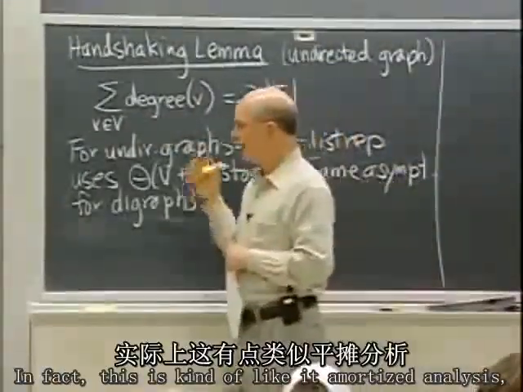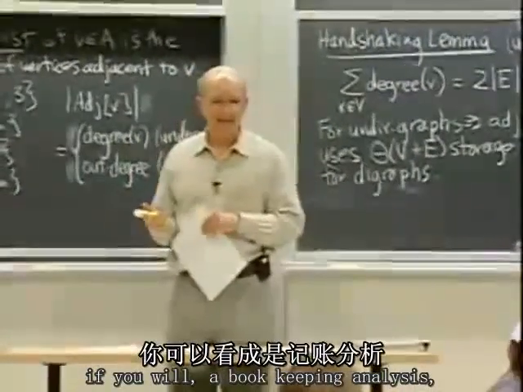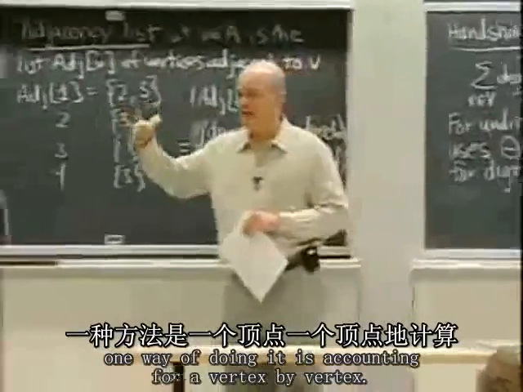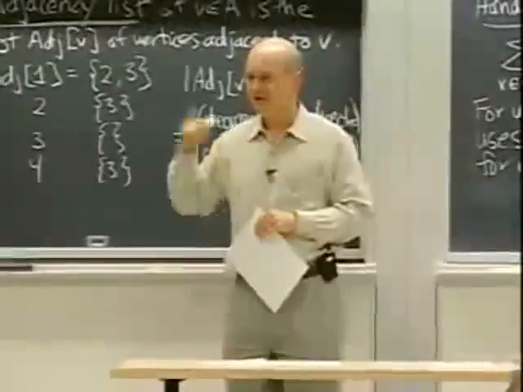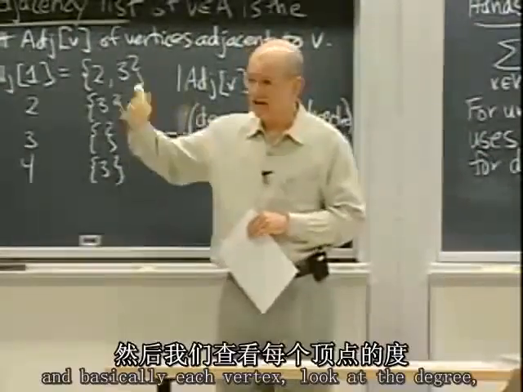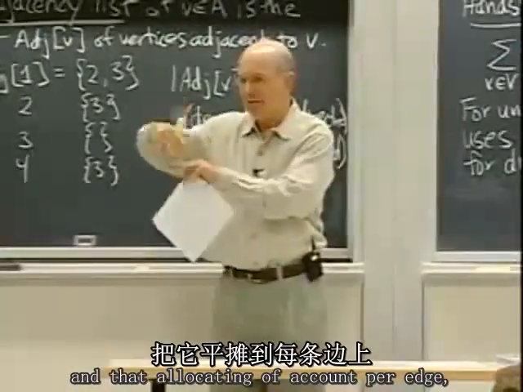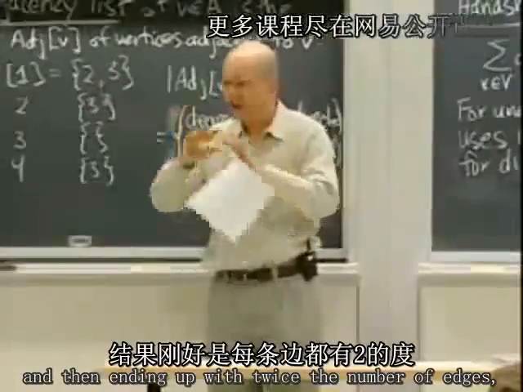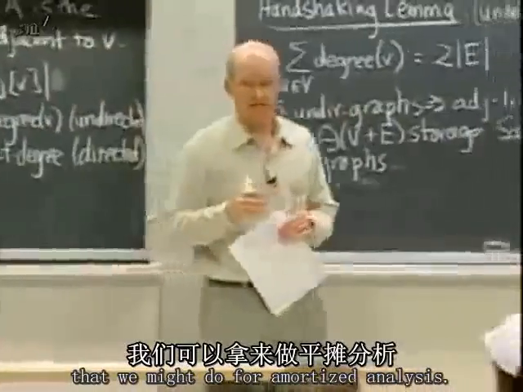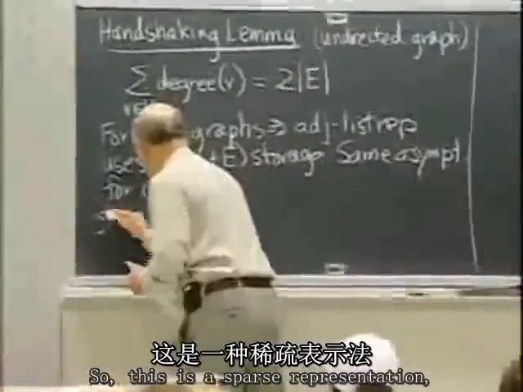In fact, this is kind of like an amortized analysis, if you will, a bookkeeping analysis, that if I'm adding up the total number of edges, one way of doing it is accounting for it vertex by vertex. So for each vertex, I look at the degree, and that allocating of a count per edge and then ending up with twice the number of edges, that's exactly an accounting type of analysis that we might do for amortized analysis. Okay? So we'll see that. So this is a sparse representation.